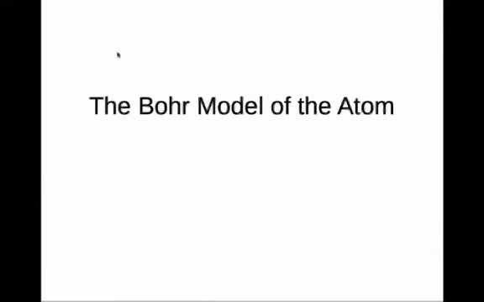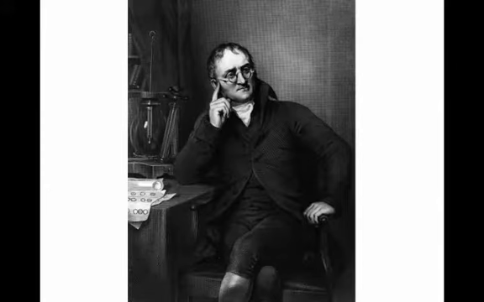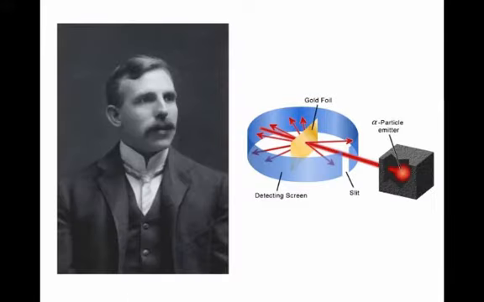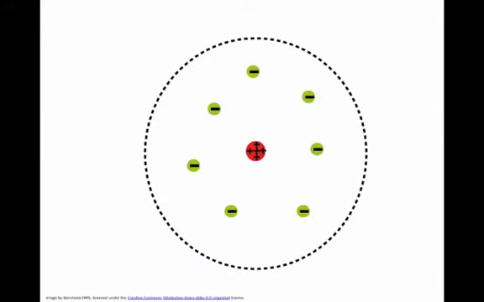The Bohr model of the atom. We have seen how the model of atoms has been modified from the Greeks to Dalton and then to Rutherford's nuclear model. An atom has protons and neutrons in the nucleus. These particles carry essentially all of the mass, and tiny electrons are on the outside. Rutherford also found that atoms are mostly empty space.